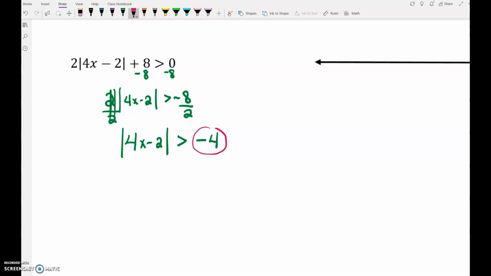I see a negative here, so we need to stop and think about it. Absolute value gives us a positive number. Negative 4 is a negative number. Are positive numbers bigger than negative numbers? Yes, always. So our answer is all real numbers.